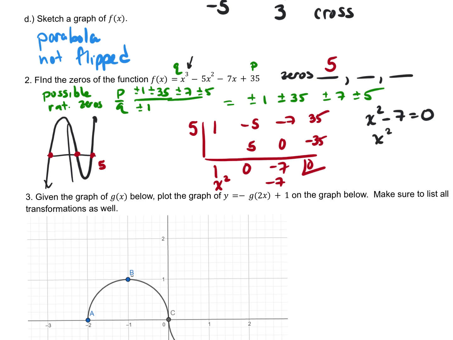Now you could use the quadratic formula, but because there's no x term, you can just add 7 and take the square root. So x is plus or minus the square root of 7. Again, using the quadratic formula would be fine, but because there's no x term, it's quicker to add it, take the square root, and be done.